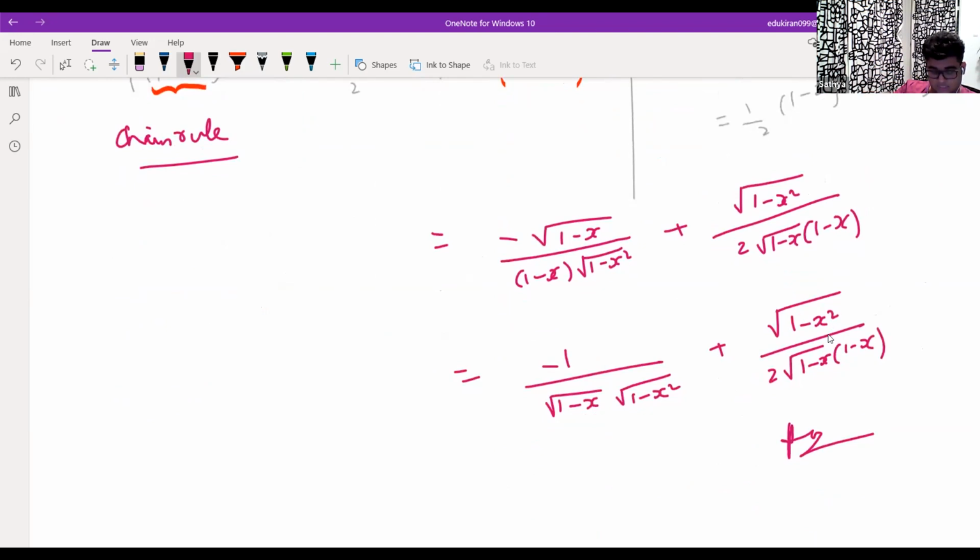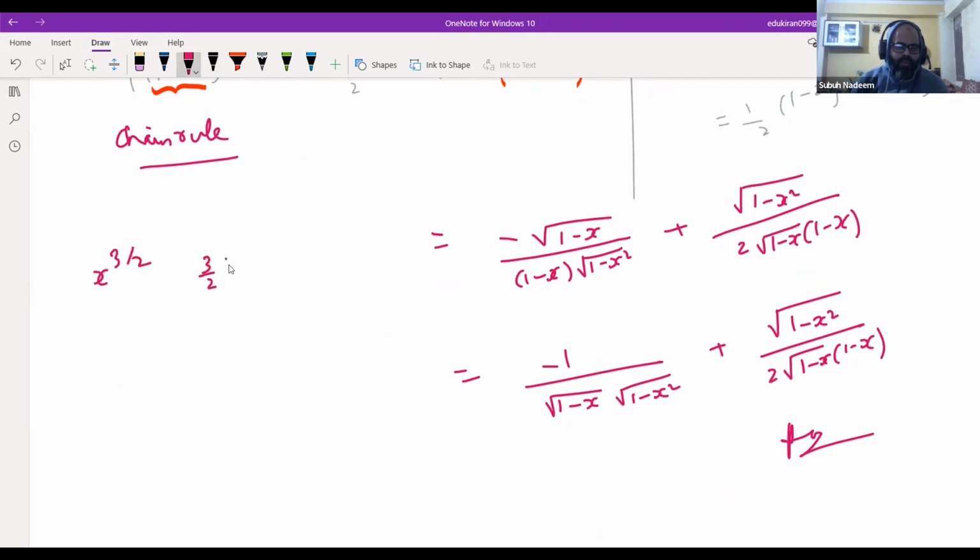Sir, so do we apply chain rule everywhere? No, not everywhere. Where there are composite functions. Composite functions as in, there is an outer function, an outside function, and there is an inside function. So you have to apply chain rule while differentiating them. Like if it is x to the power 3 by 2, no chain rule. This will be differentiated as 3 by 2, x to the power 1 by 2.